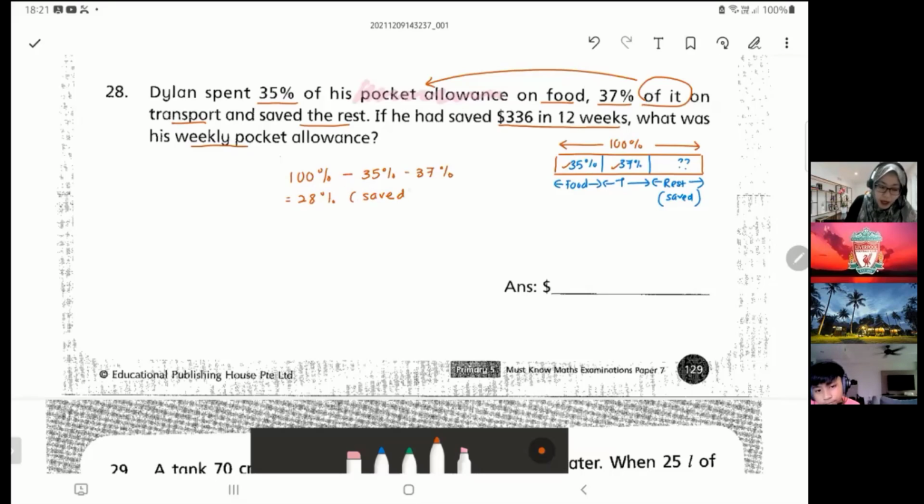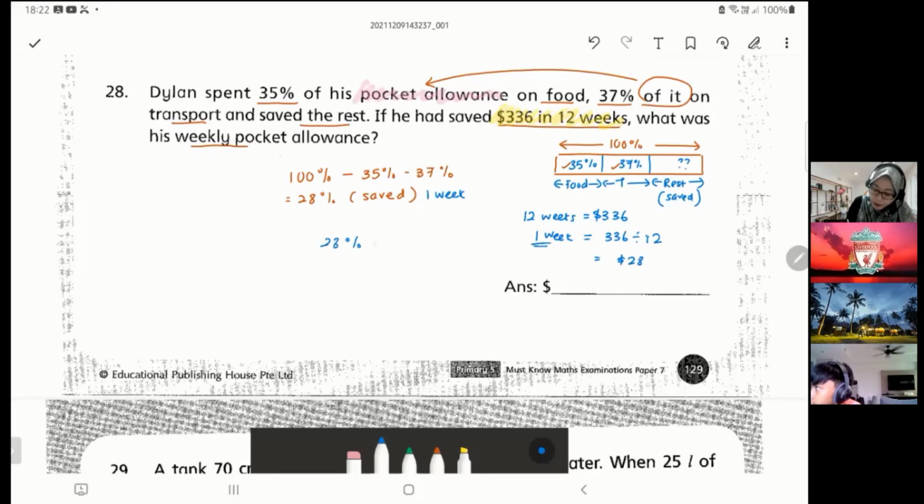Okay, then I know that my 28% is equal to 1 week. This is for 1 week saving only. However, we are given $336 in 12 weeks. Can I find 1 week first? 12 weeks is $336. 1 week is 336 divided by 12, which equals $28. Okay, this is what he saved in 1 week. That's why I want to find 1 week also. Okay, now settle, right?